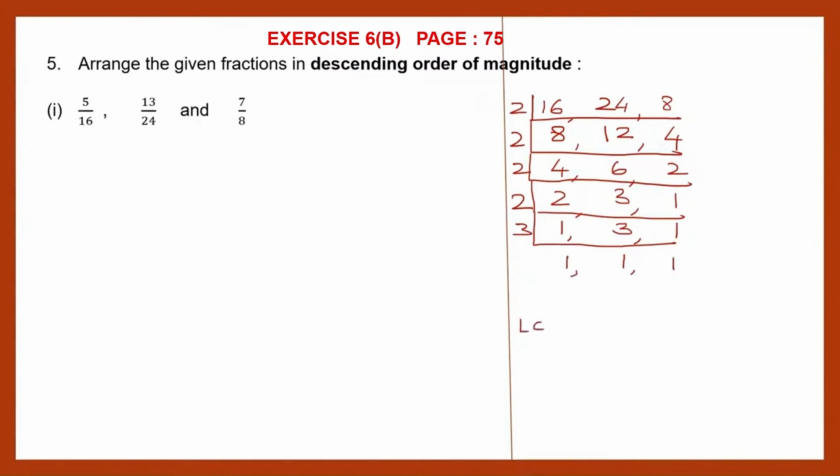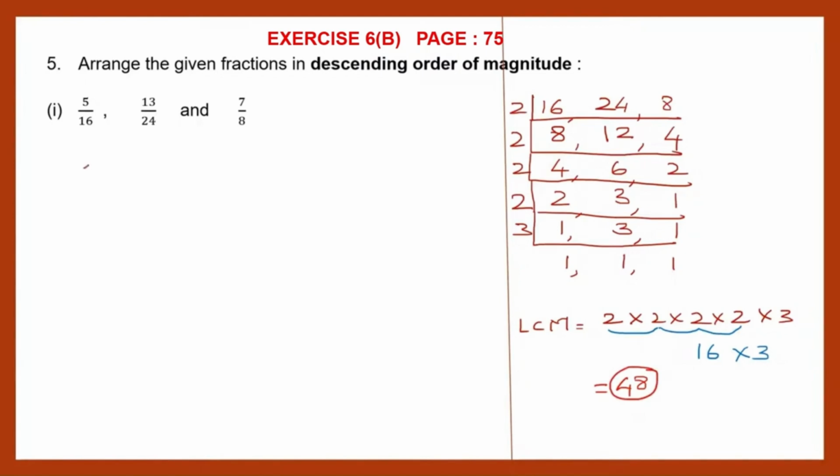Now let's find the LCM. There are 4 2's there, as you can see. 2 into 2 into 2 into 2 into 3. So let's see. 2 2's are 4, 4 2's are 8, 8 2's are 16. 16 into 3, so 16 3's are 48. So the LCM is 48, and we are going to use this LCM to find the new numerators. This LCM is going to be the denominator.